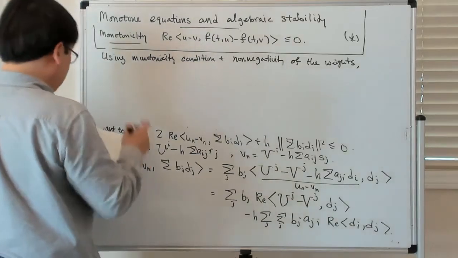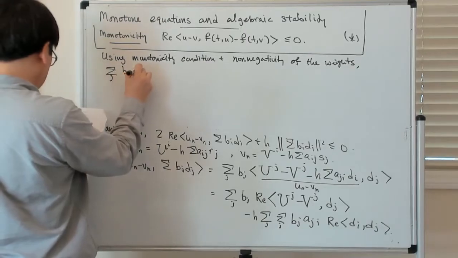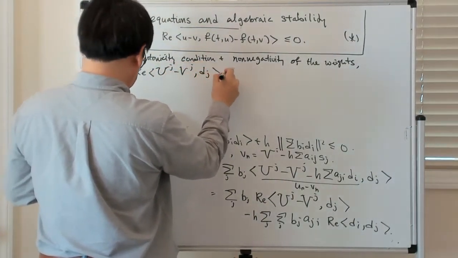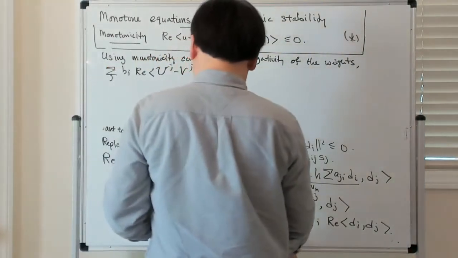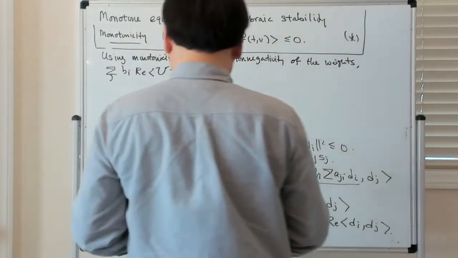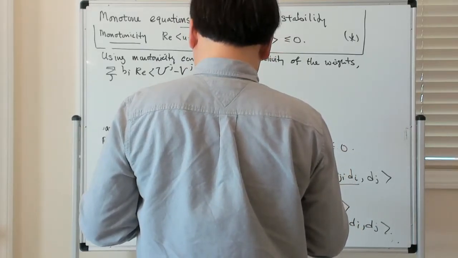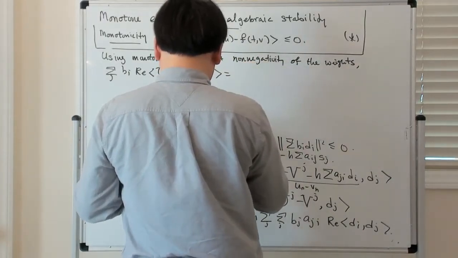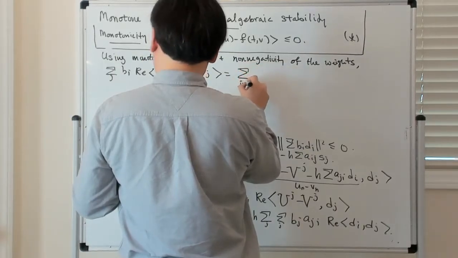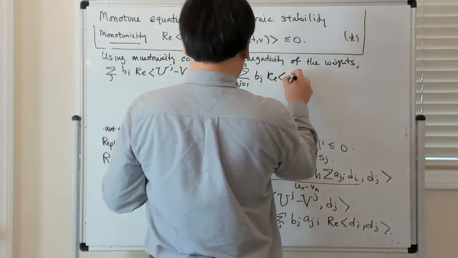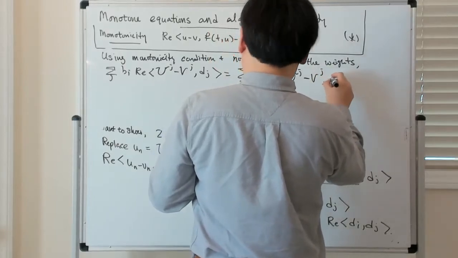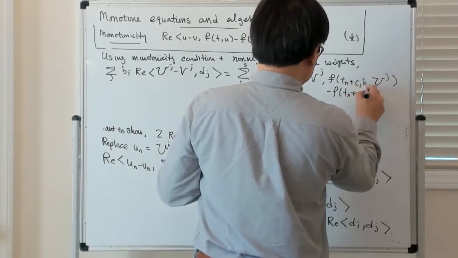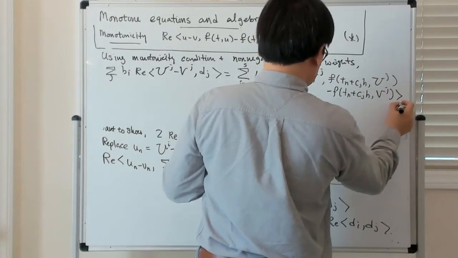So if you do that, then you know that the sum over j of bj, real part of uj minus vj dj, is just the sum from j equals 1 to s of bj, the real part of uj minus vj paired with f evaluated at tn plus cj h, uj, minus f evaluated at tn plus cj h, vj. And this is less than or equal to 0.